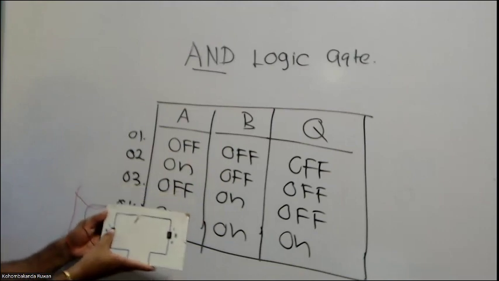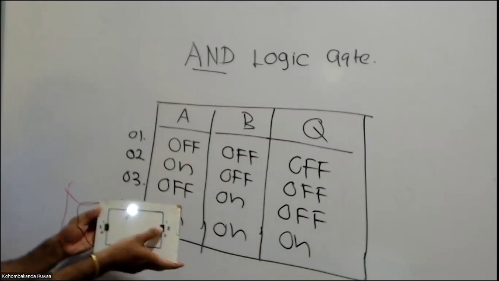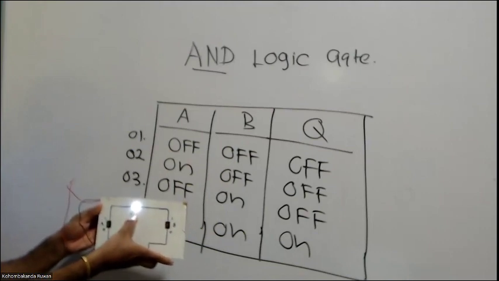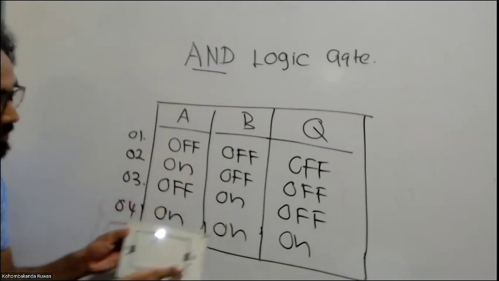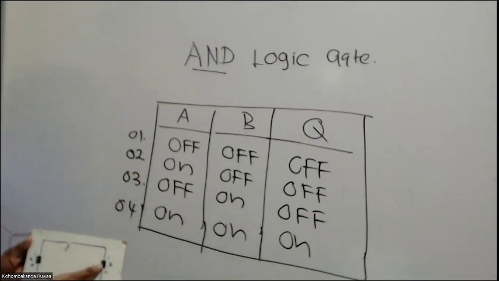Final situation, that is A is on, B also on. Now you can see the bulb. It's lighting, right? This is AND logic gate.